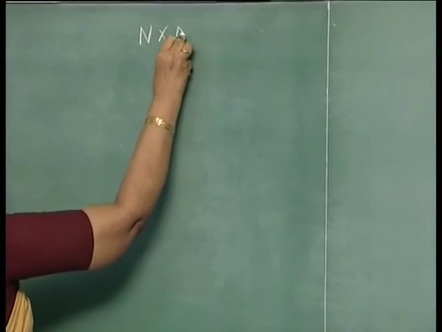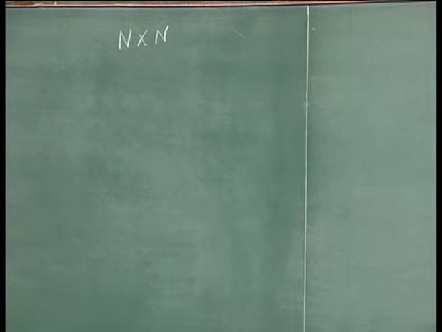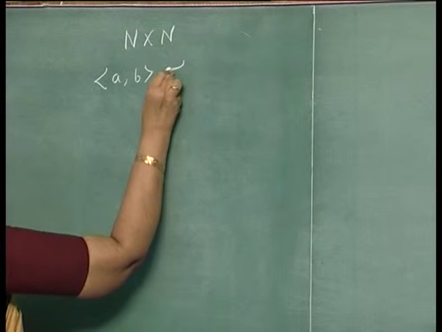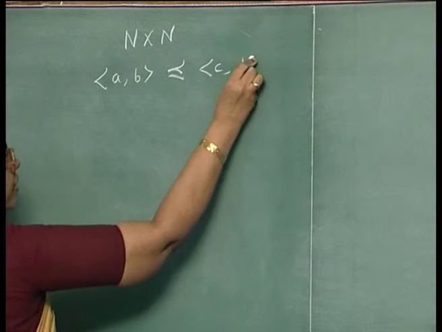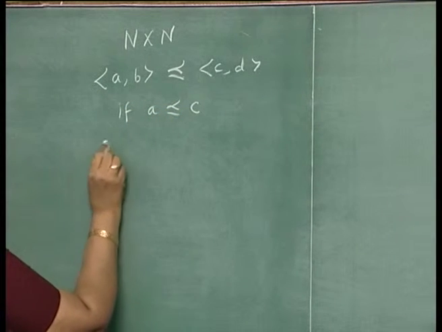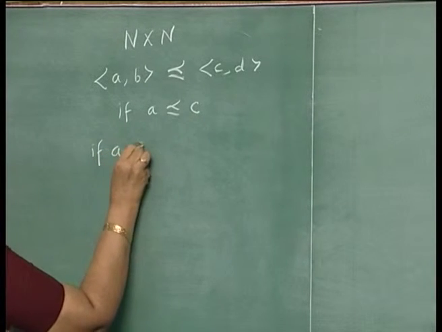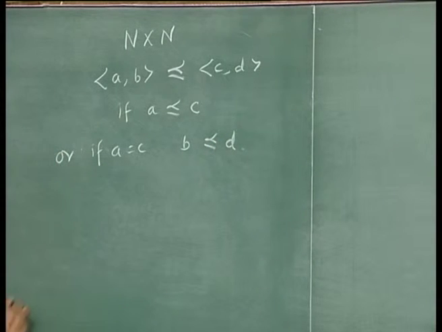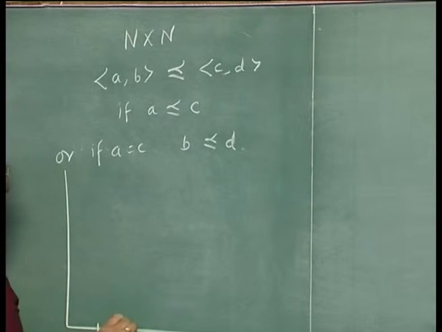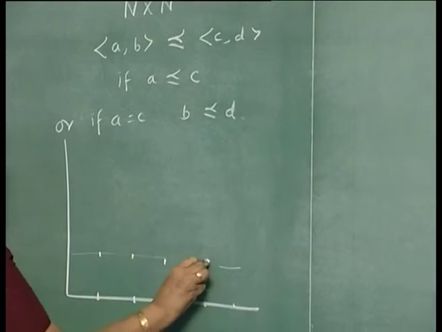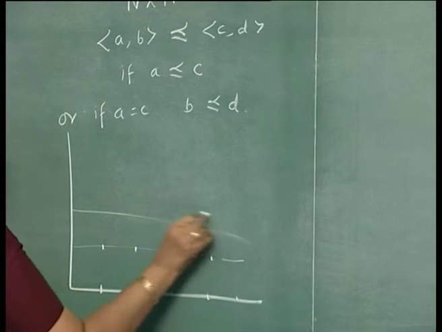Consider the set N cross N, the set of ordered pairs over N. Then you define (A, B) is less than or equal to (C, D) if A is less than or equal to C, and if A is equal to C, then B should be less than or equal to D. Or if you look at them like this, as the set of integer grid points in the first quadrant.